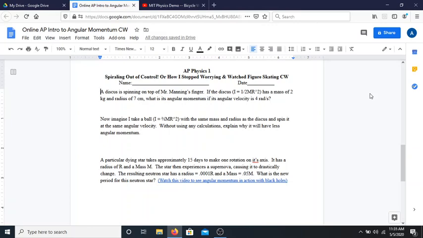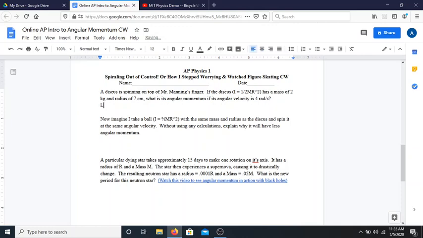And the first one we're going to do is I have a discus and it's just spinning on top of my finger. And the discus has a moment of inertia. It's a disc, so its moment of inertia formula looks like that. And it's got a mass of 2 kilograms and a radius of 7 centimeters. I want you just to calculate right now, what is the angular momentum of that discus if the angular velocity is 4 radians per second?